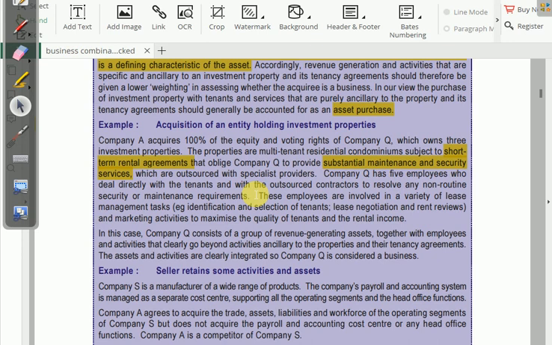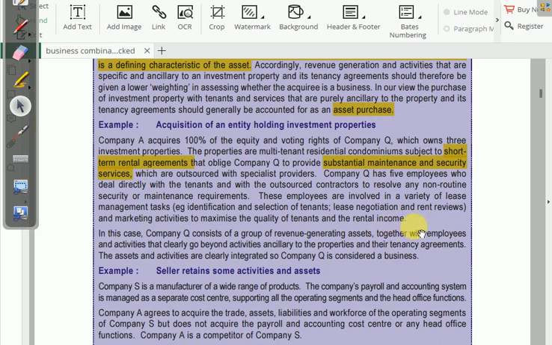So this whole activity of coordinating is a big task, and giving property on a short term rental agreement is also a big task. It requires a substantial amount of time. These employees are involved in a variety of lease management tasks, identification and selection of tenants. They have to identify good character tenants who cannot create quarrels or problems to the other tenants. Lease negotiation, rent reviews, and marketing activities to maximize the quality of tenants and the rental income. They also have to maintain the quality of tenants.